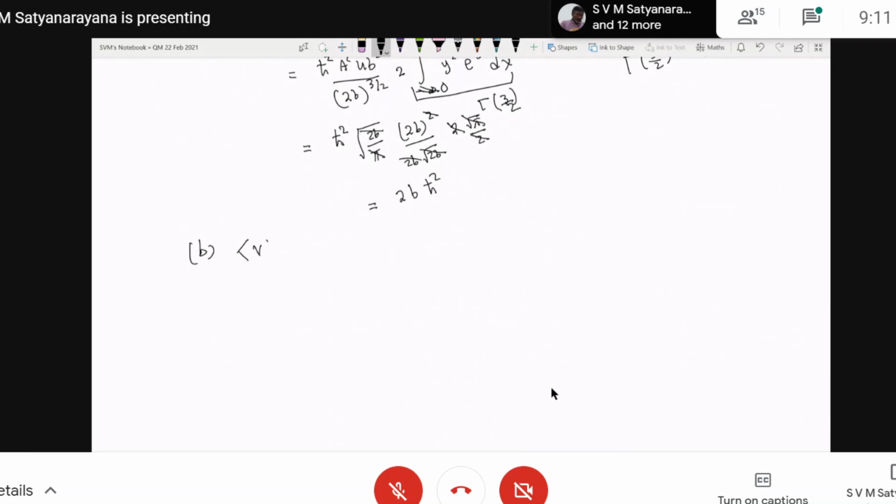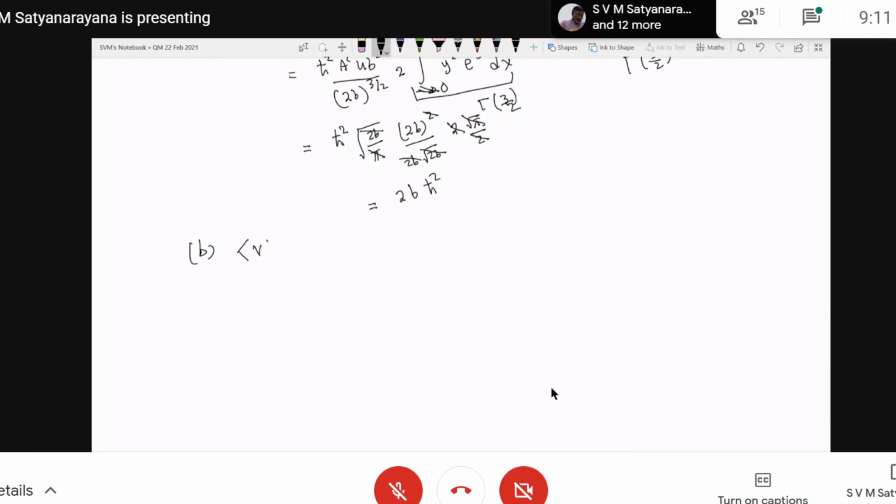Okay. Now you can ask, here this b is the variational parameter. If I change b, then it will be a different energy. Okay, so variational parameter. Now we ask a question: what b will give the minimum value of Eg?